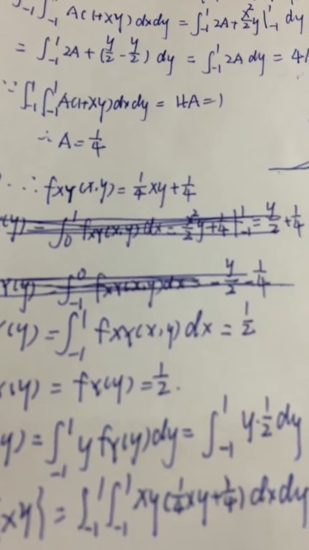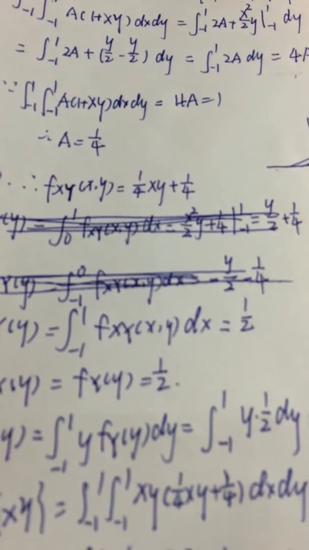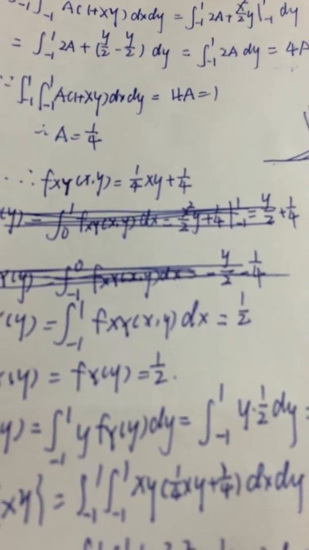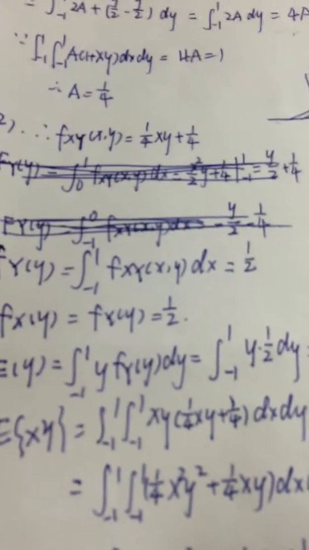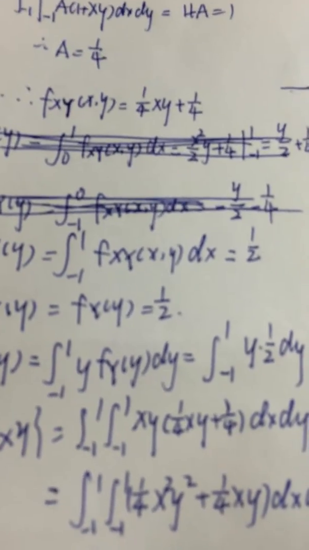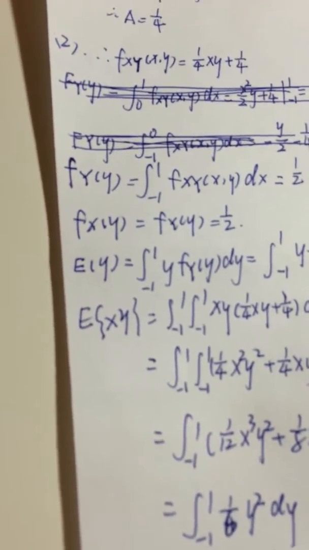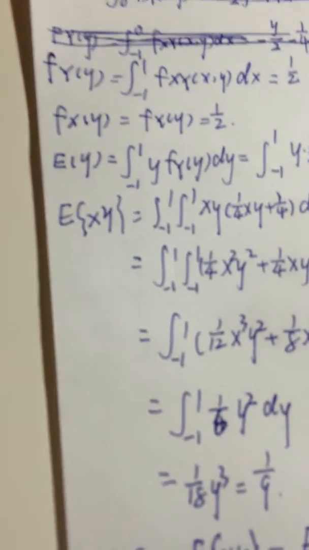The second question is to verify the relationship between x and y, to determine whether x and y are uncorrelated or not. My answer is they are not uncorrelated. They are correlated, and this is the reason.